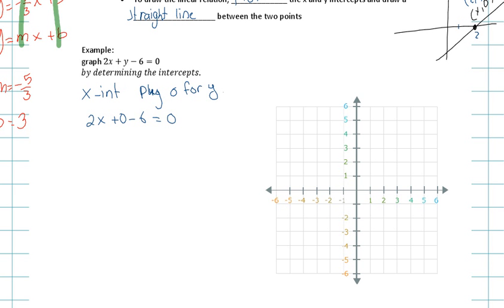I want to simplify. 2x minus 6 equals 0. How do I isolate for x? 2x is equal to plus 6, because I have to bring the negative 6 over. Negative 6 becomes a positive 6. Then what do I do after that? Divide both sides by 2, because I have 2 times x. Bringing the 2 over, it becomes a division. Why did I bring the minus 6 over? Because I want to isolate for x.